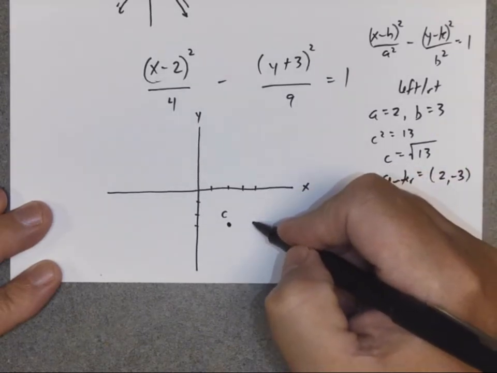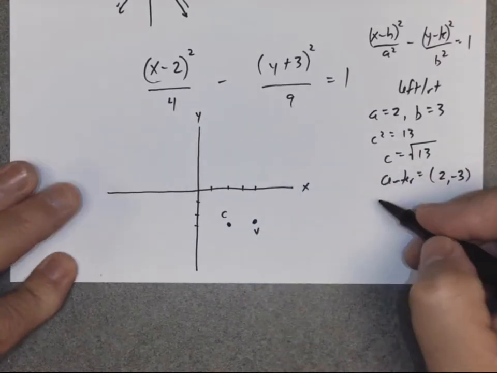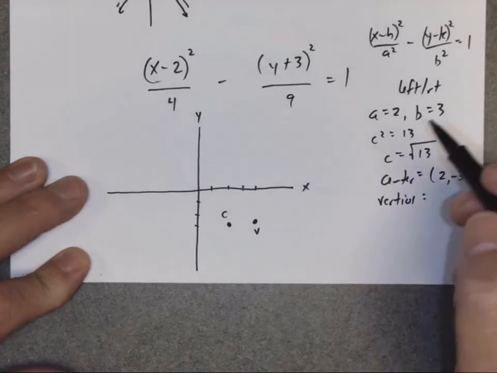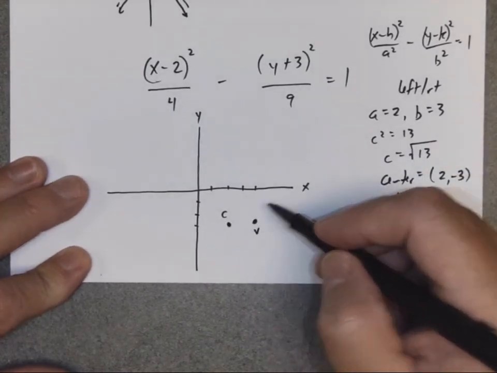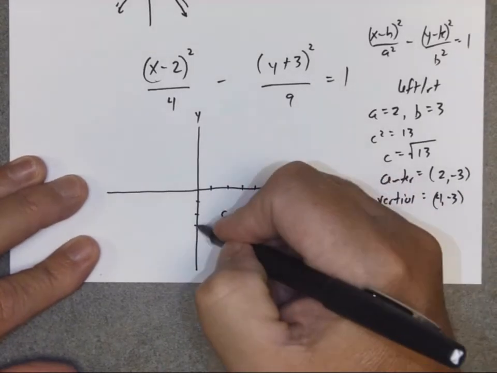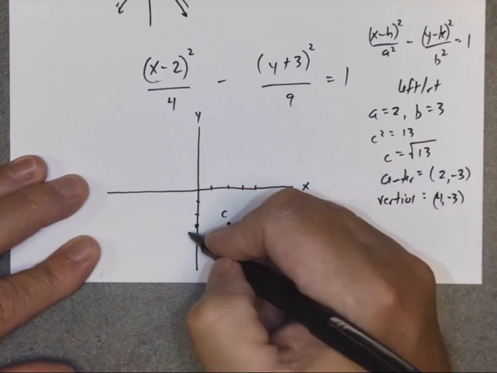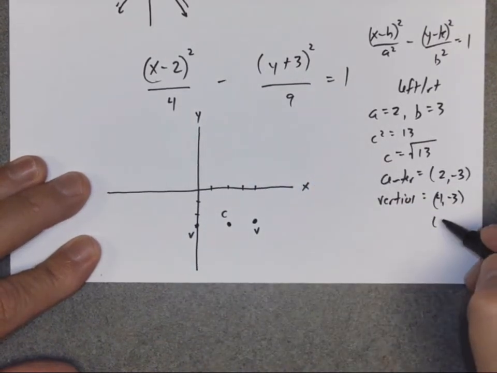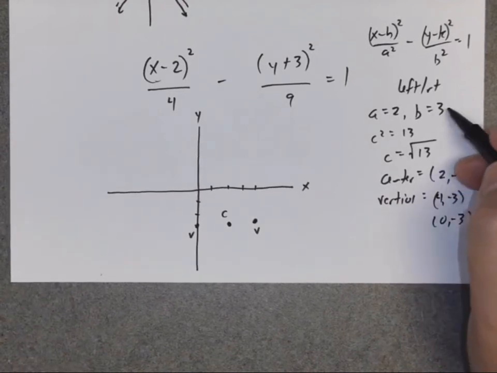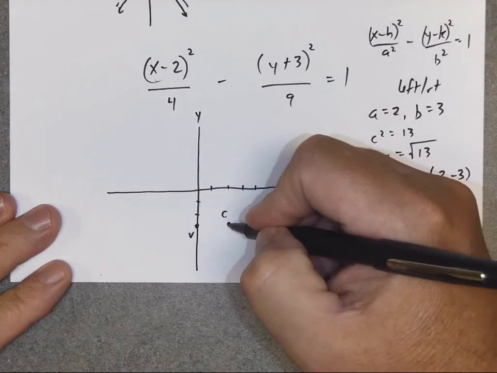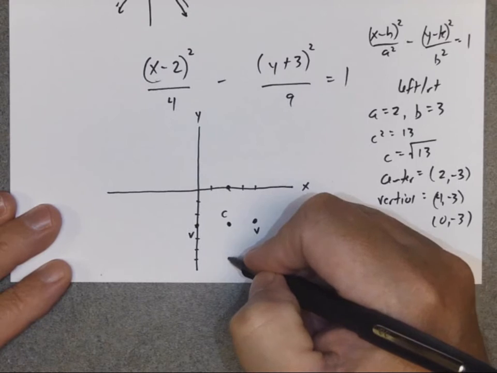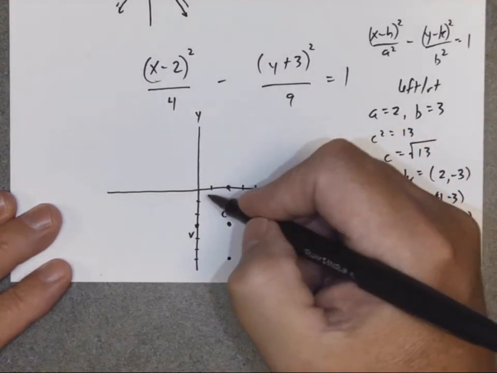So if I go, here's a vertex. Let me write this down while I'm doing it. If the center is 2, negative 3, this one is 4, negative 3. And then if I move 2 over here, that's another vertex, 0, negative 3. Now up and down, my B is 3. So it looks like right here and right here.